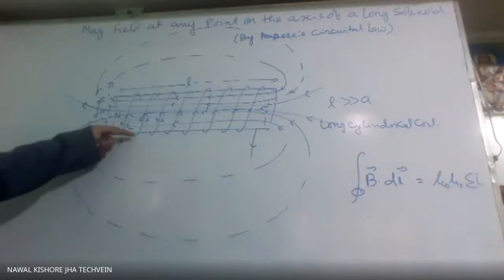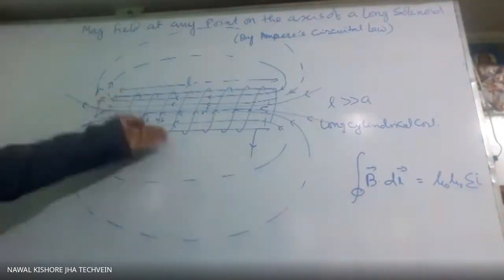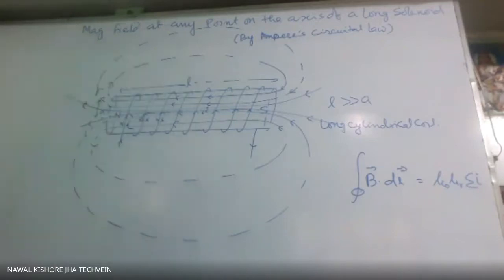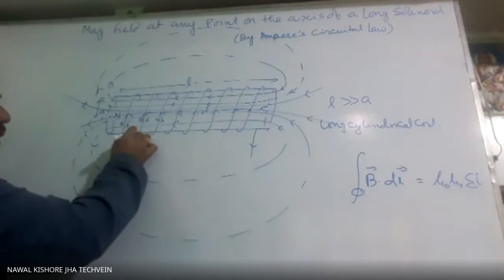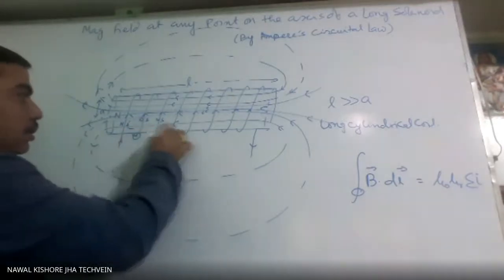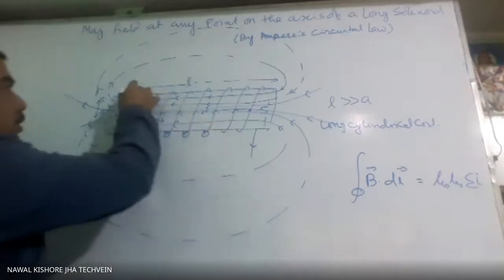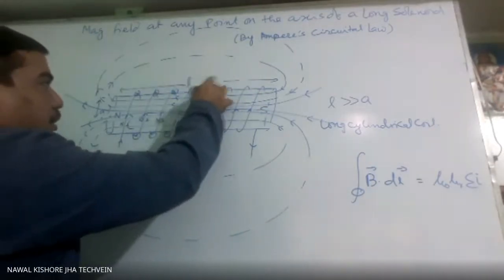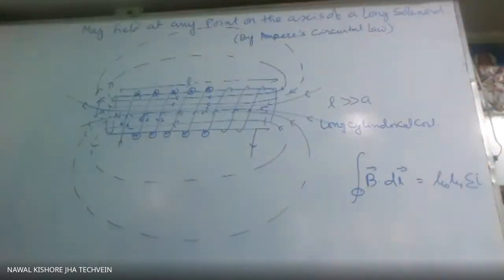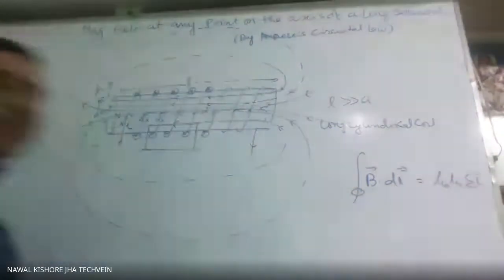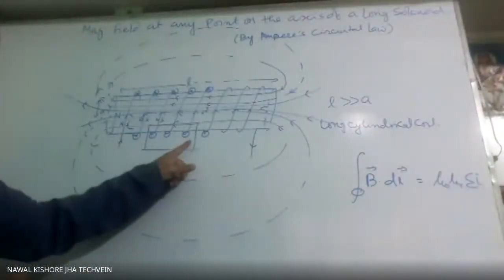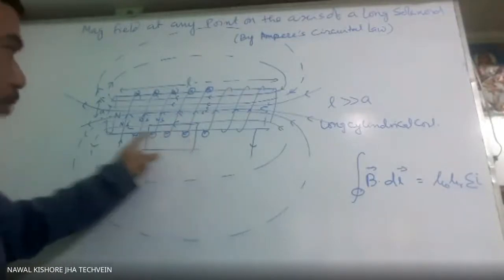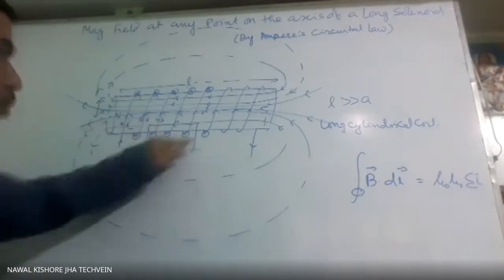Here current is coming out, and here current is going in. This is the direction of current, not the direction of magnetic field. If we consider only this part, what is the summation of mu I? Here is I, here is I, here is I, so 3I. For example, suppose we are considering only this part in this closed loop; the loop may be of any shape.